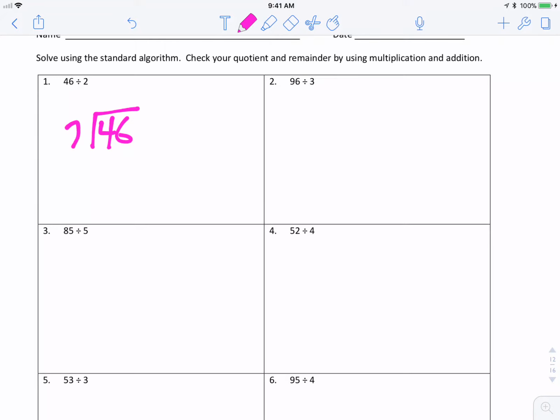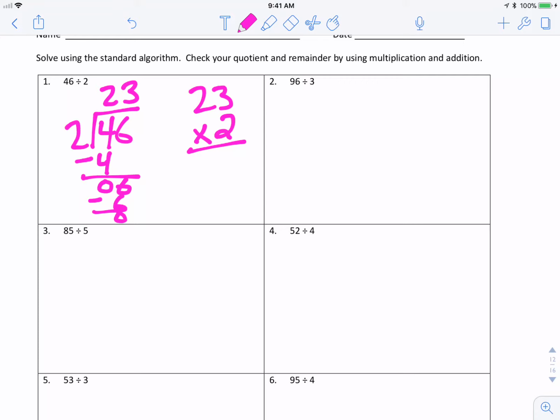46 divided by 2. 2 goes into 4 2 times. 2 times 2 is 4. Subtract, 0. Bring down your 6. How many times does 2 go into 6? 3 times. 2 times 3 is 6. Subtract, 0. So let's take our quotient, which is 23, times our divisor, which is 2. You have to do this on tonight's assignment because it says to check. 23 times 2, 2 times 3 is 6, 2 times 2 is 4. Is that our dividend? Yes, that means 23 is the right answer.